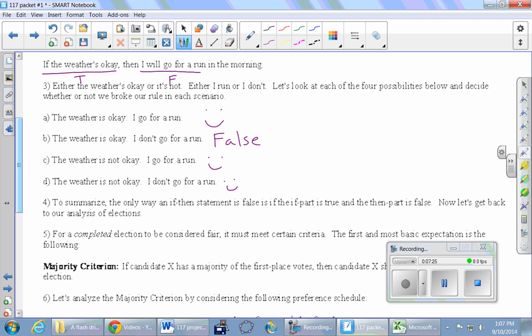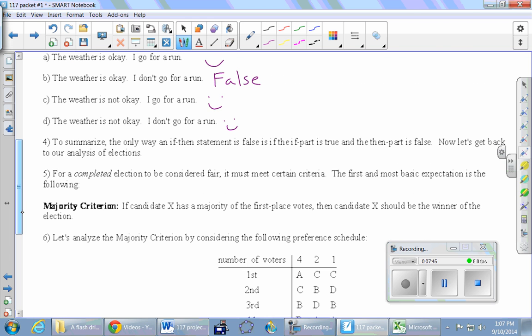So I think that's exactly what it says here in 4. The only way an if-then statement is false is if the if part is true and the then part is false. Okay? So that is a very brief detour into the field of logic, but we need to be able to understand if-then statements in order to tie them into this voting stuff. So let's talk about 5. And we're going to go back to Leah for 5.